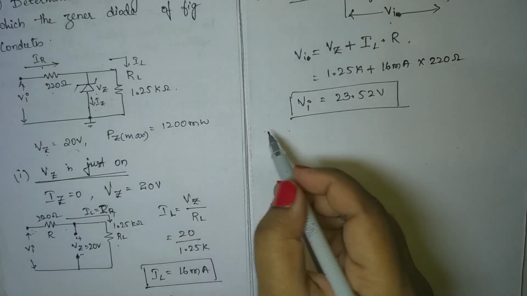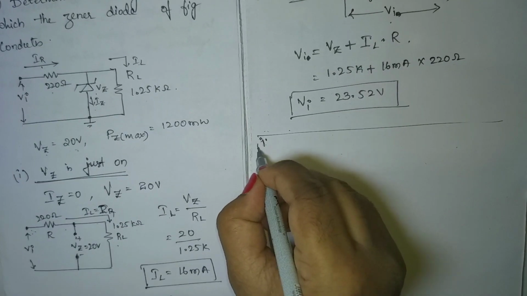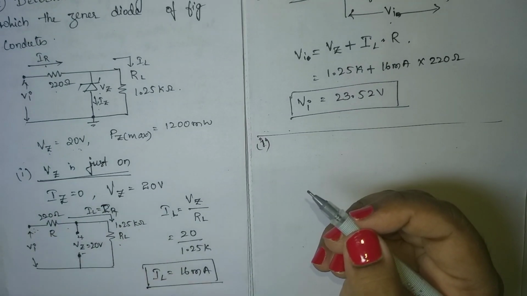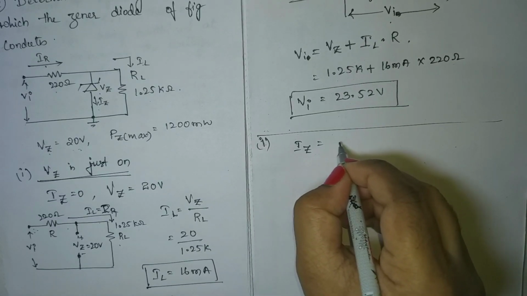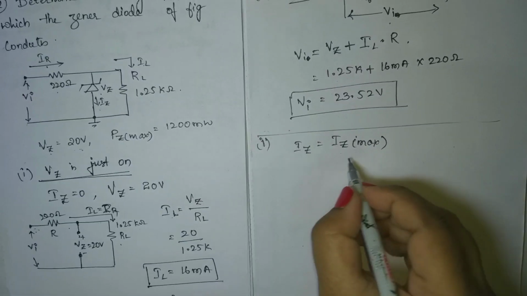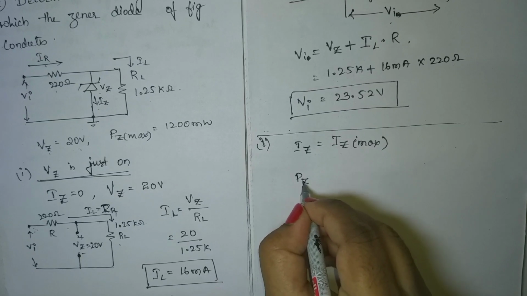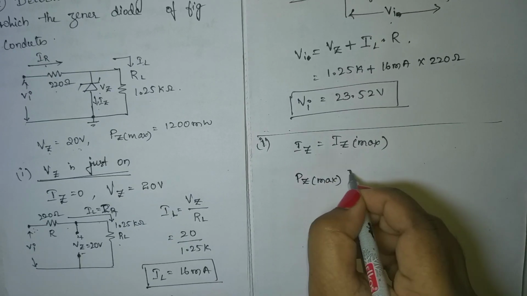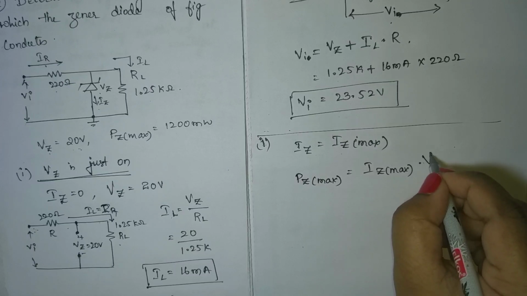Now coming to part B, the next step. In the next step, I need to find the maximum voltage here. For that, I'll take IZ equal to IZ max, the maximum value. So how do I get IZ max? By using this power expression: PZ maximum is equal to IZ maximum into VZ.